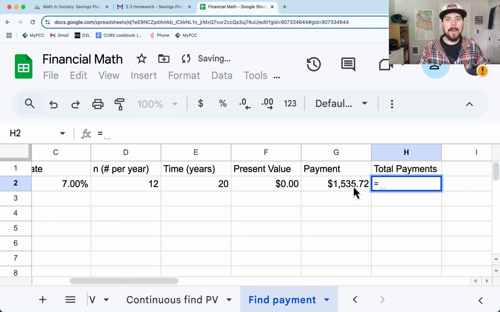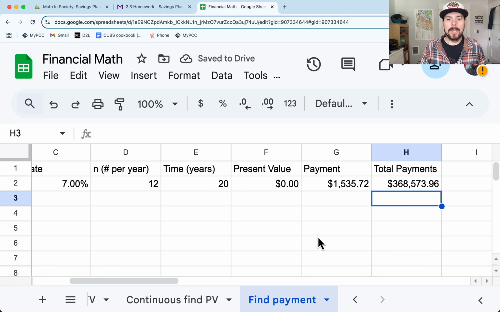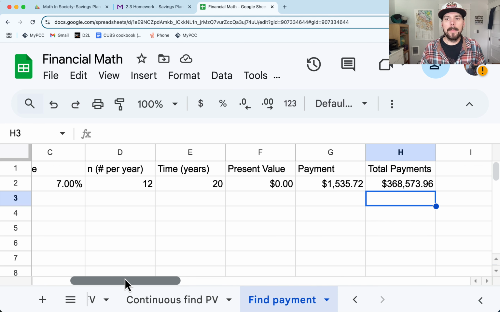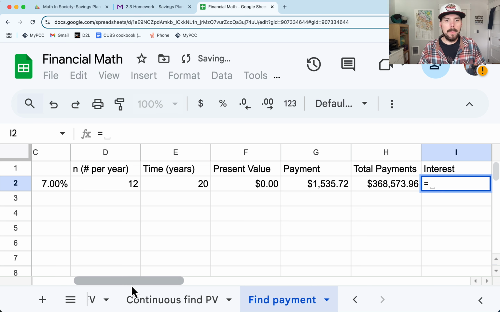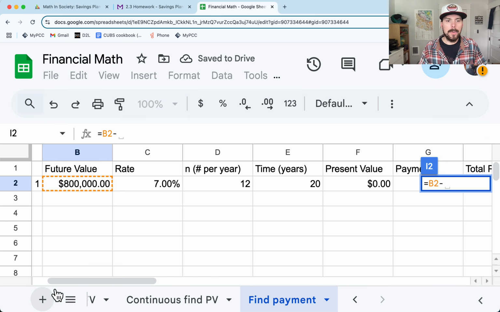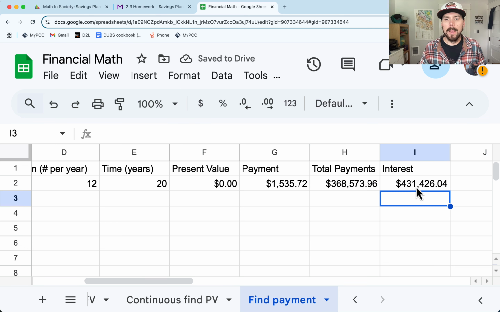Total payments will be the payment amount times the number of payments. So that's G2 for my payment times 20 years times 12 months, or whichever order you put that in. I'll go 12 months a year times 20 years to get me the total. Sometimes it's called total installment. The total amount paid in, and my interest, as always, is the difference between where it ended, and usually we'll say where it started, but in this case we'll say difference between where it ended and what was put in. So we can see that is a lot of interest over those 20 years.